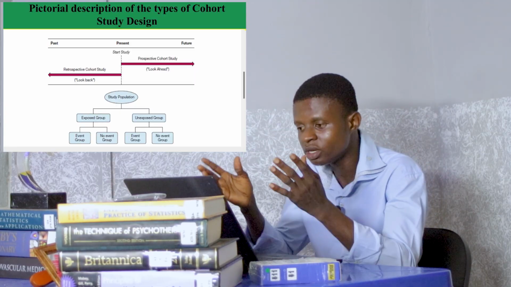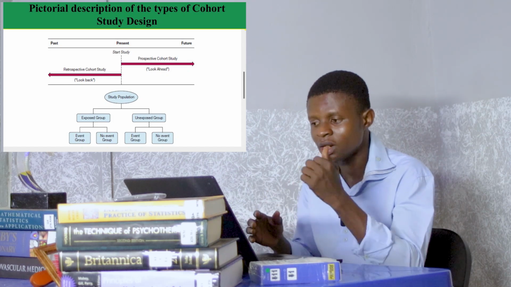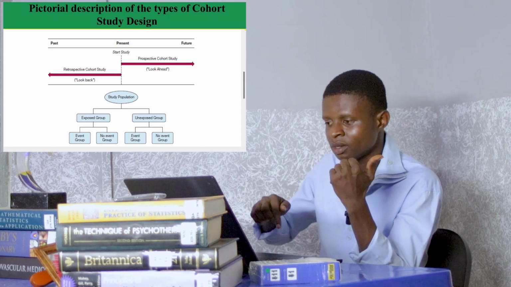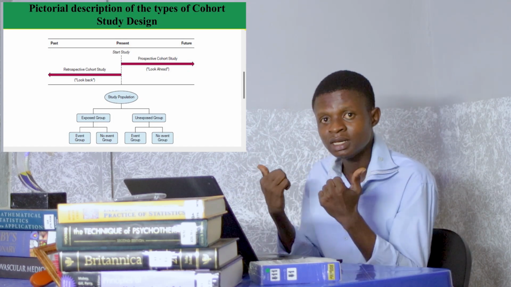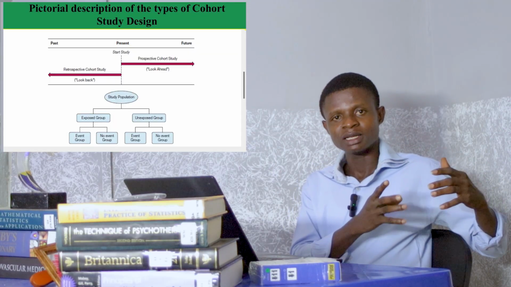But if you are looking at the ambidirectional, it means that you are looking at the past and the future at the same time: what their previous exposure has developed, or the outcome of their previous exposure, and then the present being what they've been exposed to, and then their outcome in future. So that is what cohort study is about.